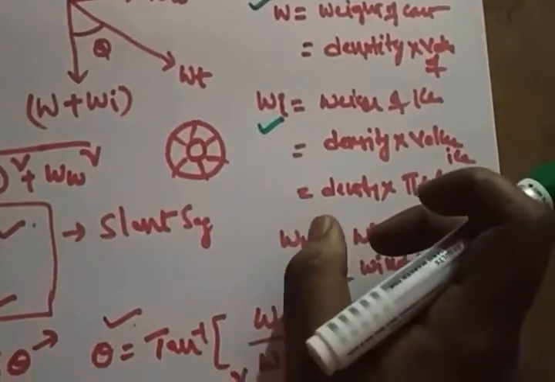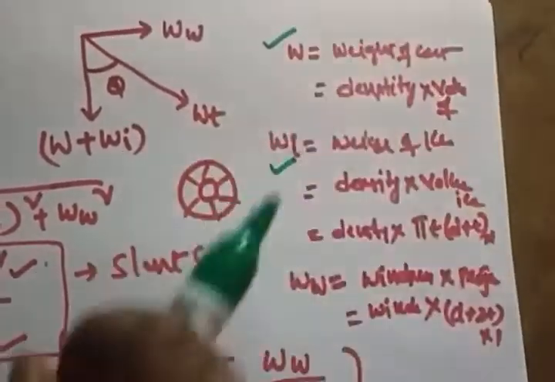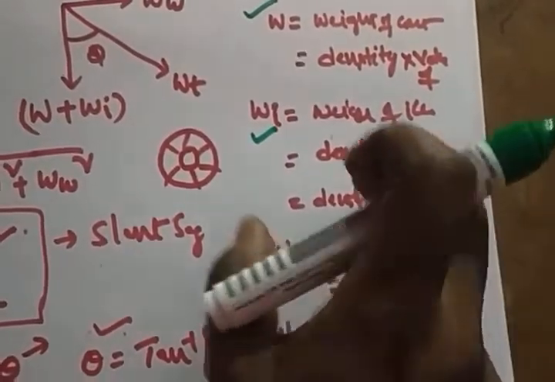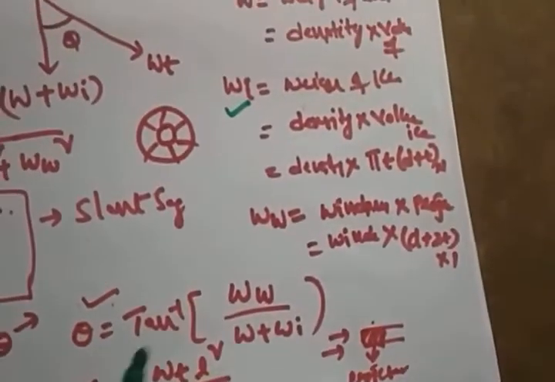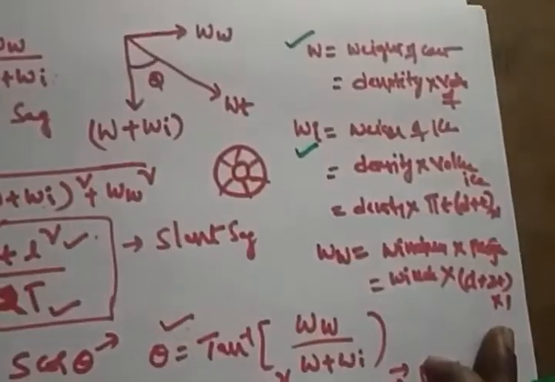Always they'll give the tricky problems only. Directly they won't give the weight of the ice, the weight of the conductor, or the wind pressure. So you have to calculate that weight separately. Right?